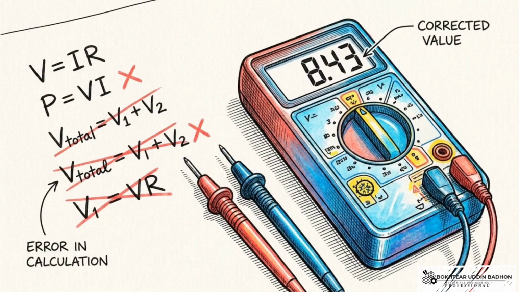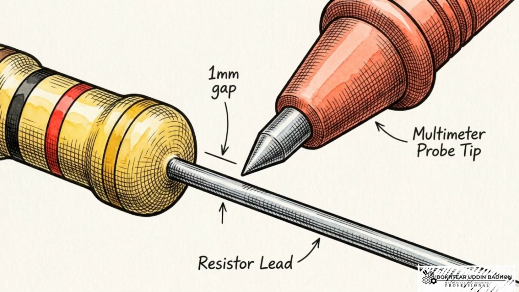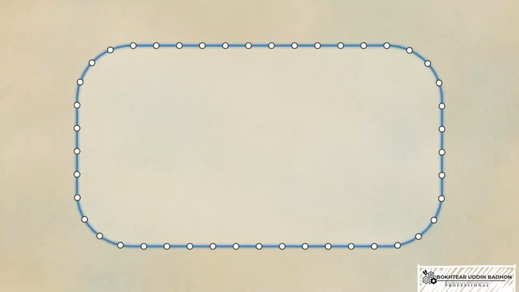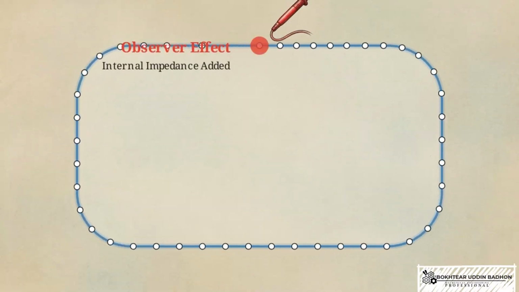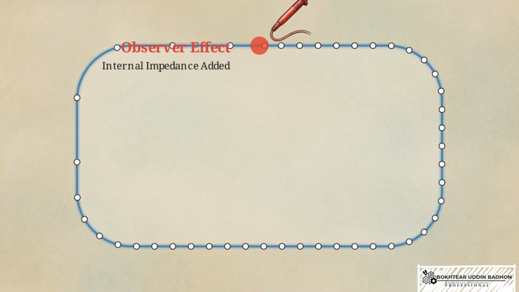Material constraints mean the pristine calculations written in a notebook will rarely align perfectly with the reading on a digital multimeter. There is a distinct observer effect in electronics. The very act of probing a circuit to measure its behavior inherently alters how that circuit functions.